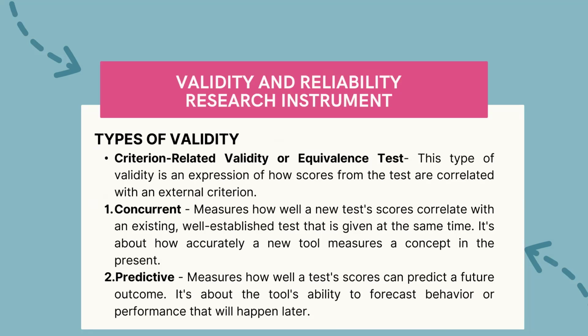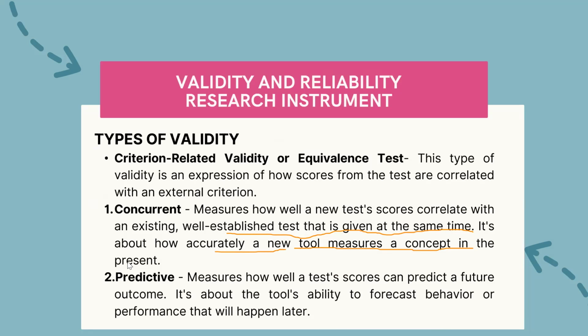So in simpler terms, it measures how well a new test's scores correlate with an existing, well-established test that is given at the same time. It's about how accurately a new tool measures a concept in the present. Say, for example, there is a company that develops a new shorter intelligence test. To check its concurrent validity, of course, they administer both the new test and a longer, widely accepted IQ test to the same group of people.